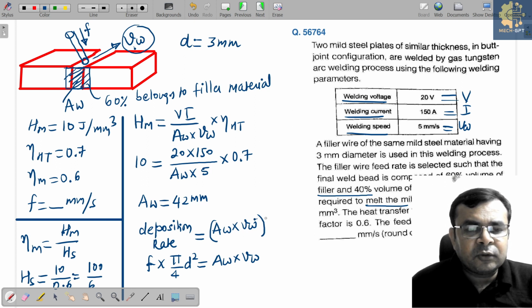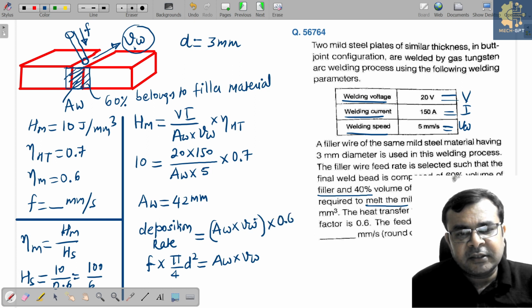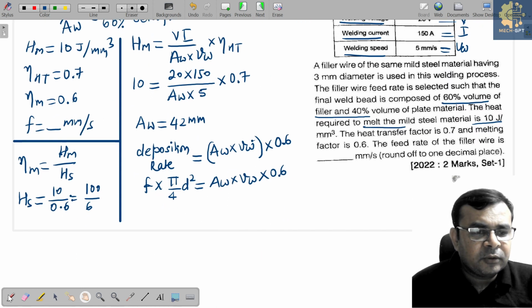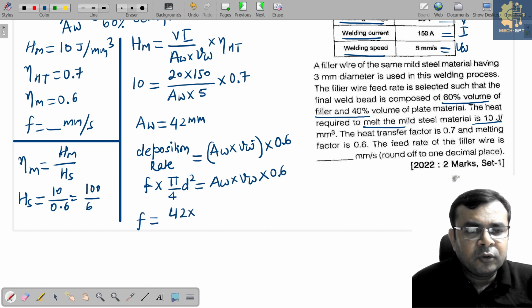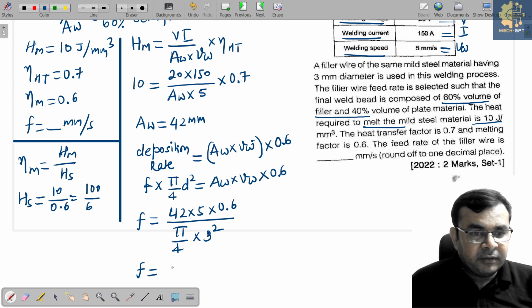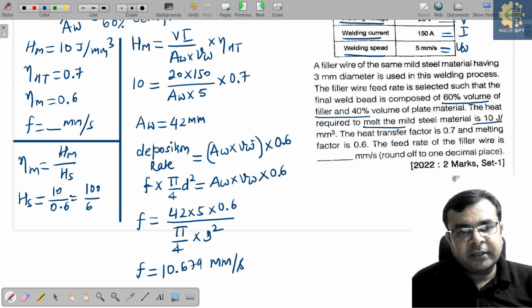But this is total volume, and the deposition rate is only up to 60%. So can I multiply with this? 60% means 0.6. Yes or no? So after this, if I put all the values here, it can be written as 42 into 5 into 0.6 over pi by 4 into d square, that is 3 square. So if I calculate this, then simply here we get 10.67 millimeter per second.